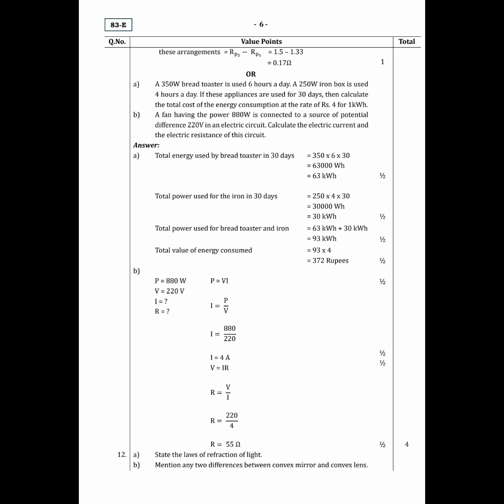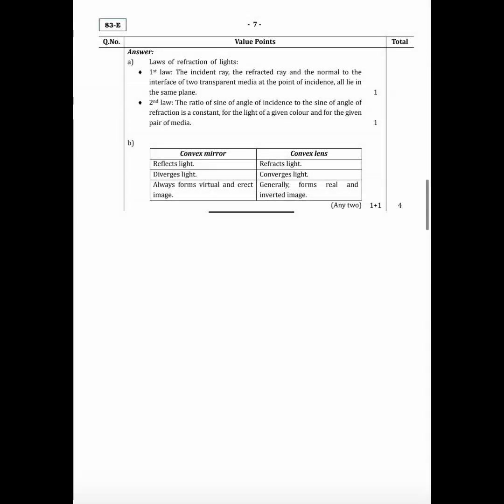12th question. State the laws of refraction of light and mention any two differences between convex mirror and convex lens. Answer. Laws of refraction of light. First law: the incident ray, the refracted ray and the normal to the interface of two transparent media at the point of incidence all lie in the same plane.